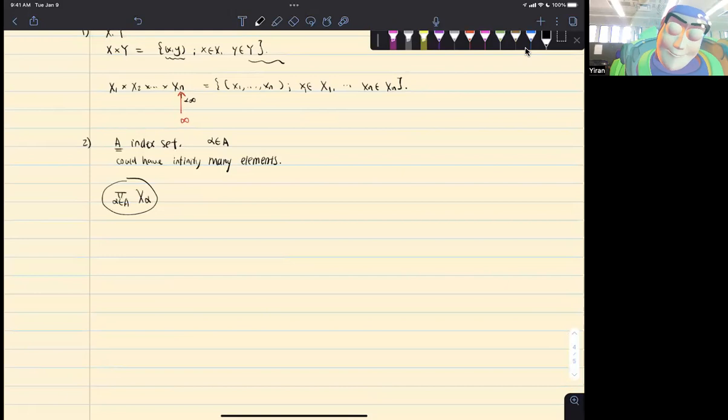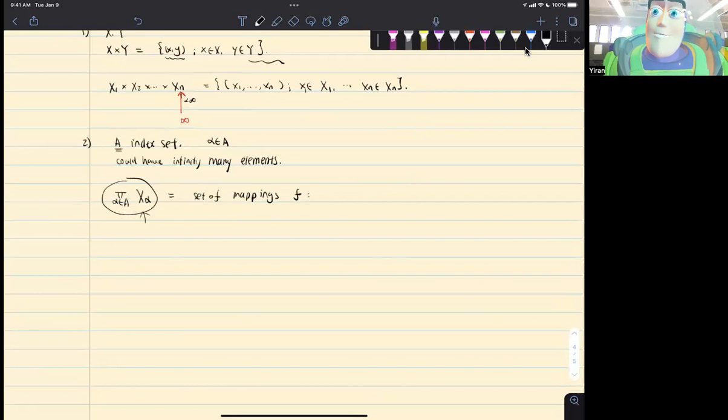Okay. So here we're not going to use the tuple anymore, but we're going to define it a different way. This is going to be a set of mappings F. So notice that it is a set of mappings. I'm not saying this is equal to just one mapping. I'm saying this is a set, a collection of mappings. If you want, you can also use the terms functions or maps. So this is a collection of functions.